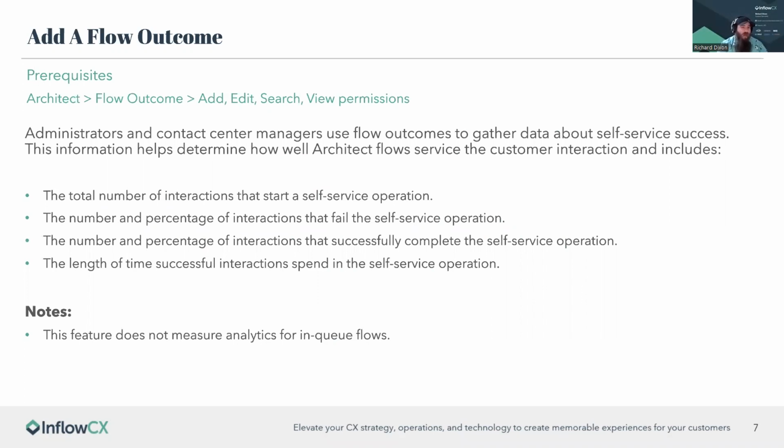These include the total number of interactions that have a self-service operation, the number and percentage of interactions that fail within the self-service operation, the number and percentage of interactions that successfully complete in the self-service operation, and the length of time that successful operations spend in the self-service operation.